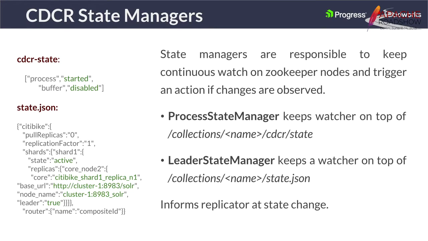Similarly, the leader state manager keeps a watch on top of state.json, which looks something like this. So we have a collection, citibike. It will contain the information of how many shards are there, which particular nodes contain which particular replica, which replica is a leader, etc. So whenever a leader changes at the source level or at the target level, the leader state manager will inform all the respective core components that some kind of change has happened.